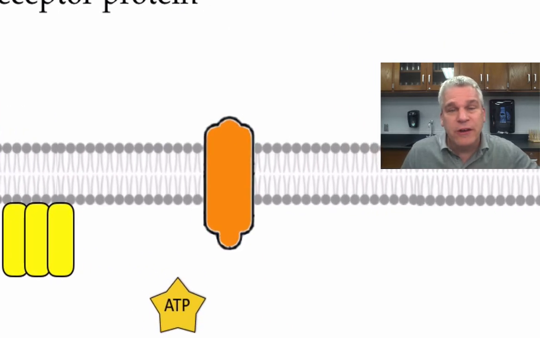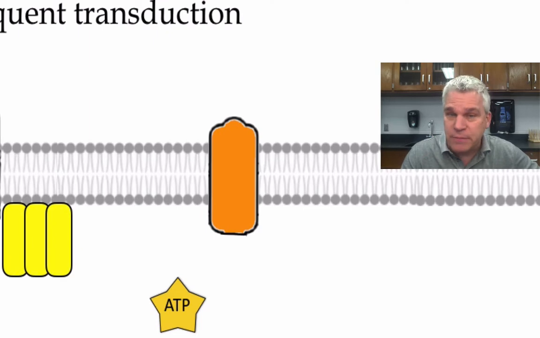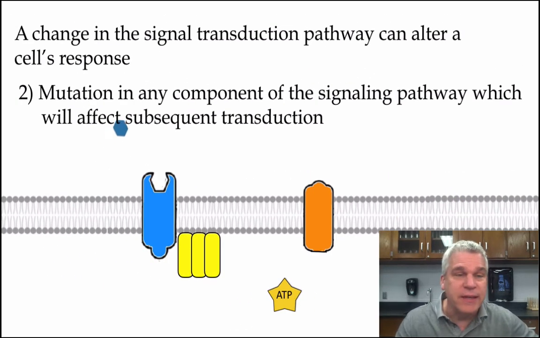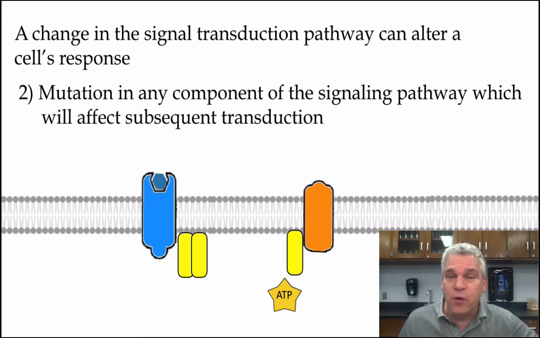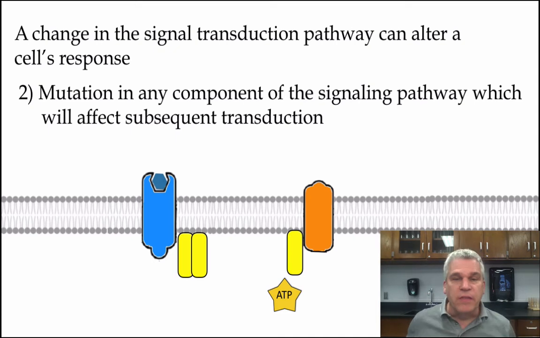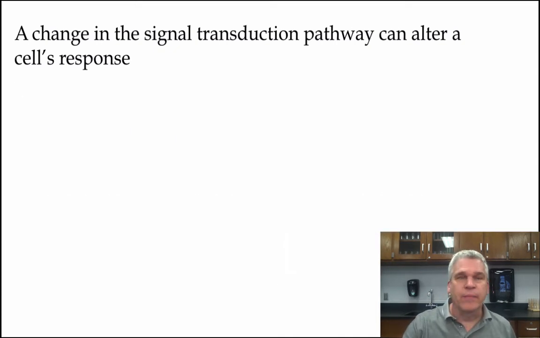Now take a close look at our orange protein and watch if there's a mutation in that protein, and we have our ligand which can attach to the receptor. That's going to cause our alpha protein to move over, but because this enzyme doesn't have the right shape because of a mutation, the ATP is not going to change into cAMP, hence no cell response.